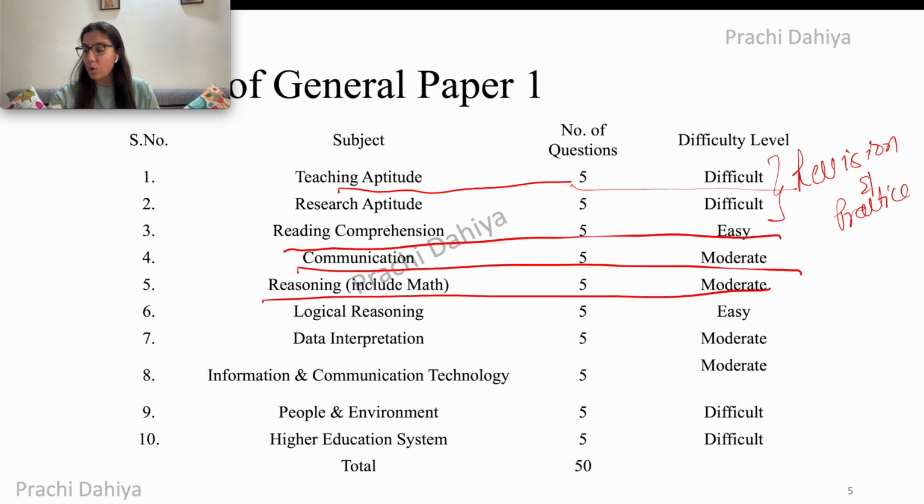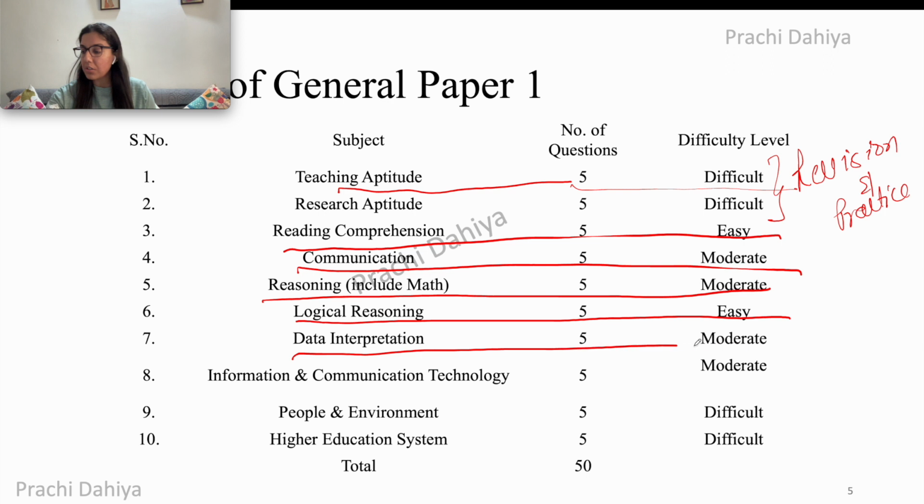Then logical reasoning, this is going to be easy, not as difficult as people come across in their bank examinations. It's not going to be of that level. Then data interpretation is going to be moderate for the people who have not practiced it enough or who are quite weak in mathematics. But if you are good with numbers, and if you have practiced much of them, then you will find it to be easy. So it depends upon how you have experienced it.